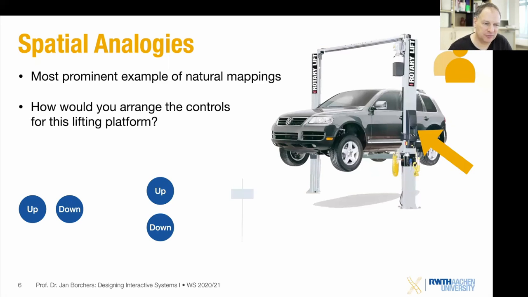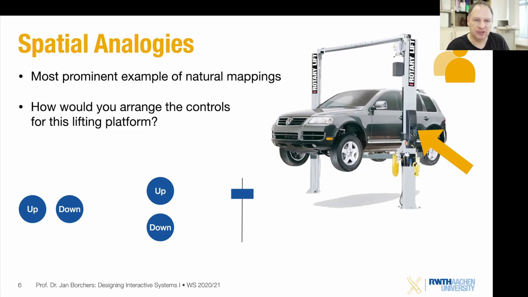Exactly. So more something like this, right? Where I kind of move a lever up and down on a sliding scale or something like this. And basically the moment I move the lever here, the car sort of moves with it, right? That would be the perfect natural mapping.